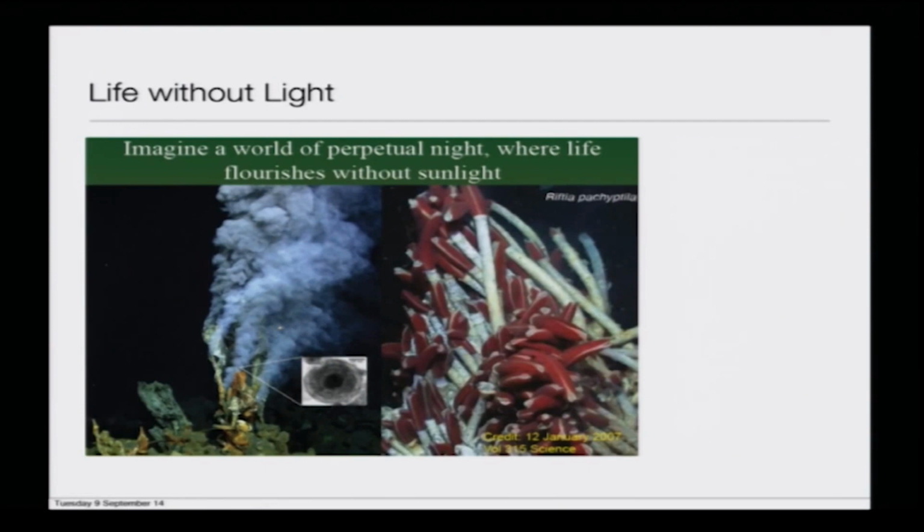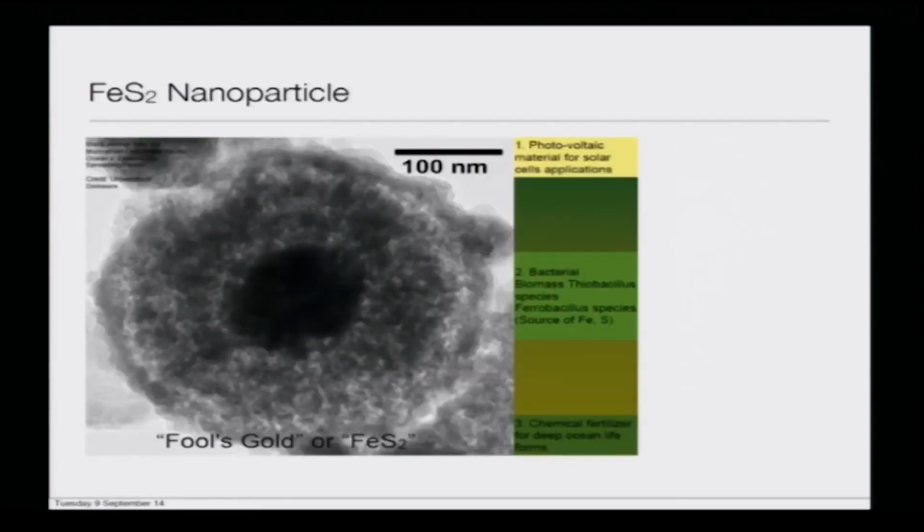So what it essentially means is that these molecules are there, but because of the oxygen environment they cannot survive, since they get oxidized. But once they find their niche, they indeed survive. And if you see this particle, they look like this. This is a typical FeS2 particle. This is also called fool's gold because it has a shiny, gold-like luster. So, it is used as a photovoltaic material in solar cell applications, for bacterial biomass, and it is used as a chemical fertilizer for ocean life forms.